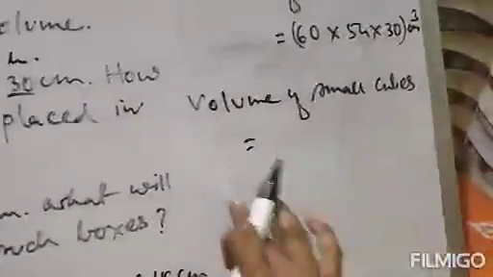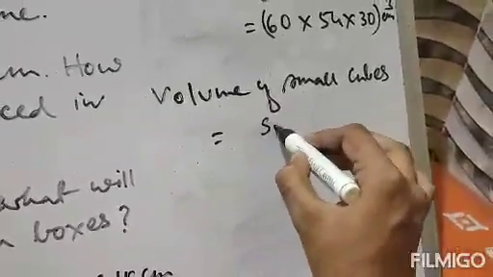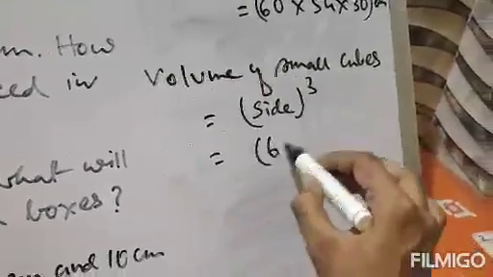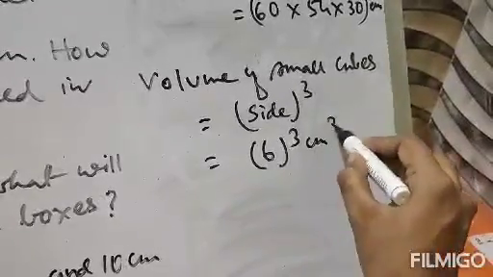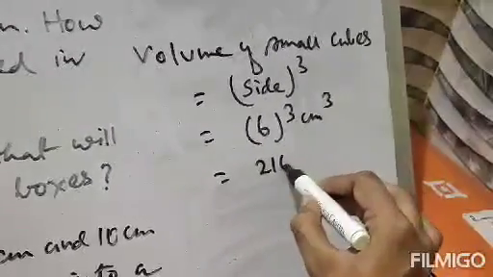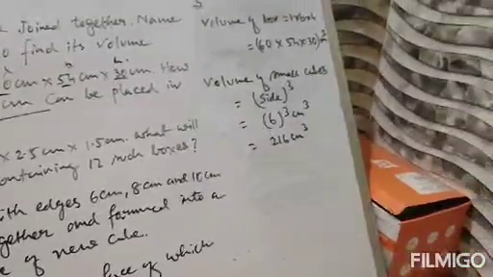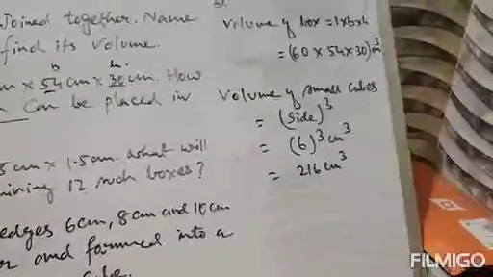So volume of a cube means side into side into side. That is the formula. That means side to the power 3. So side is 6, 6 to the power 3. Unit is centimeter to the power 3. It will be 216 centimeter to the power 3. 6 to the power 3 means 6 into 6 into 6. That means 216 centimeter to the power 3.